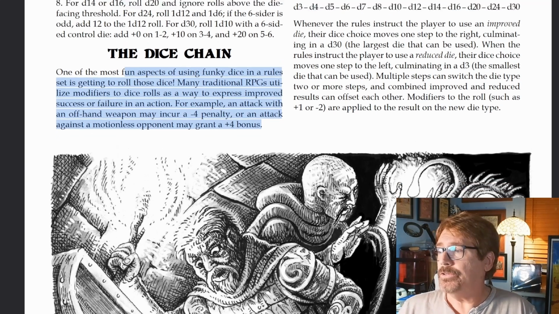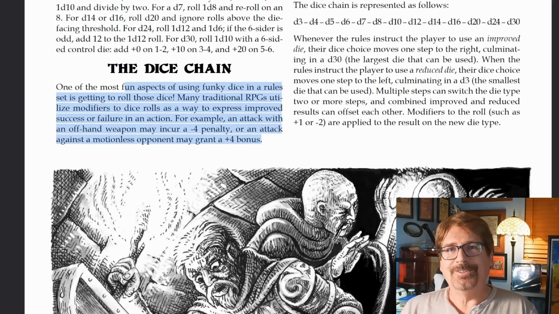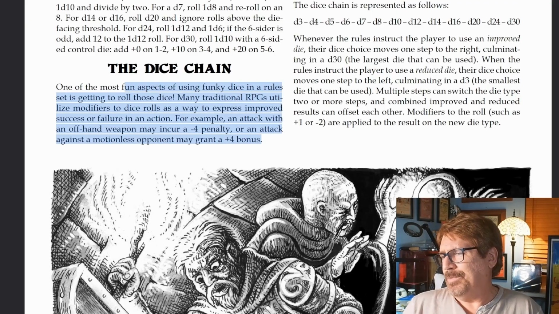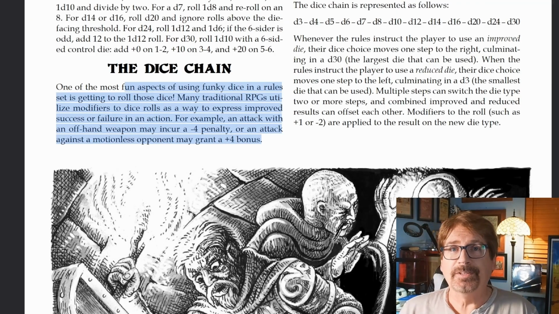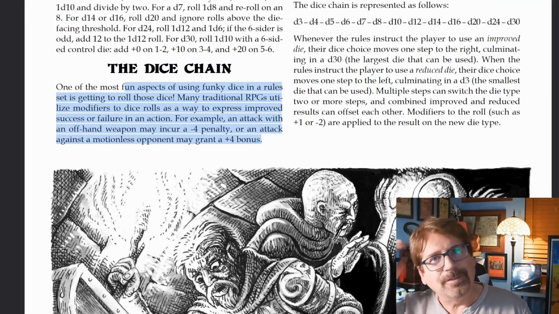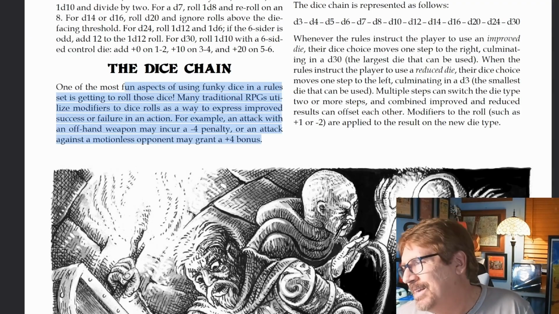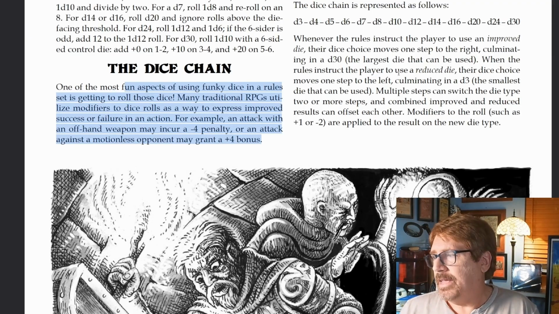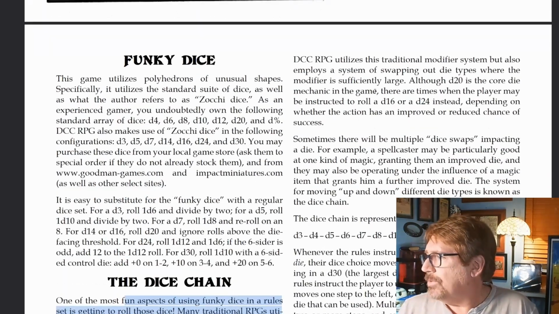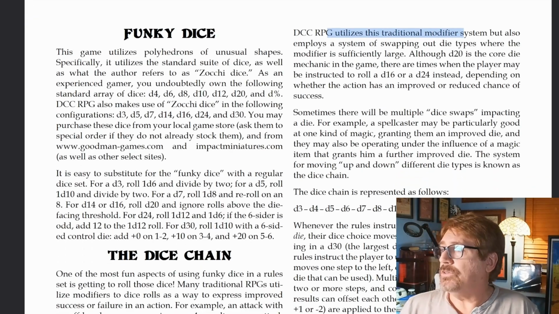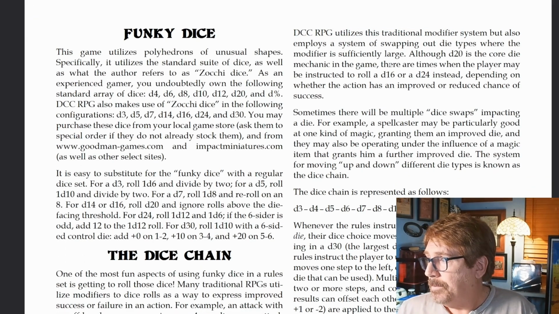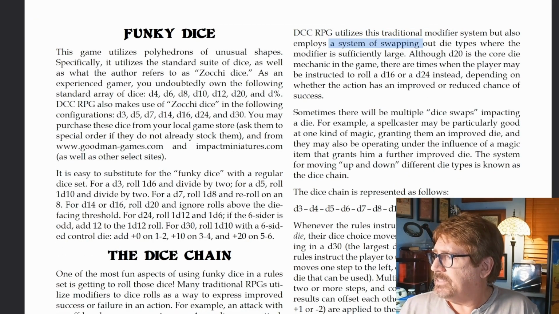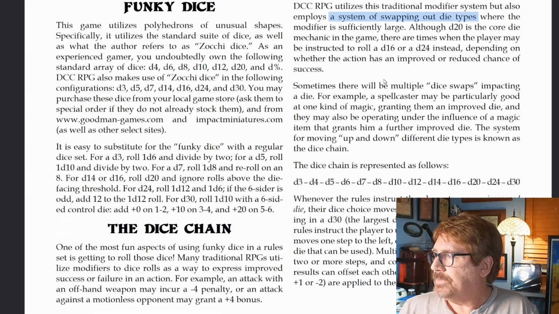In fact, I have a whole article. I have another video on this, actually. All the bonuses and pluses of all the game systems, all in one video, comparing. And I have a chart for that, too, to compare all the game systems. I don't think I put DCC in that review, though. So DCC uses these modifiers. They do. But it also employs a system of swapping out dice types.